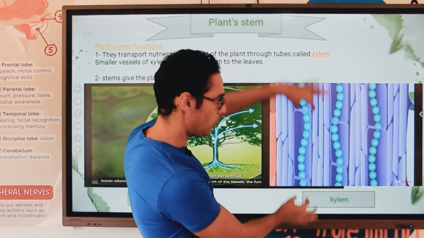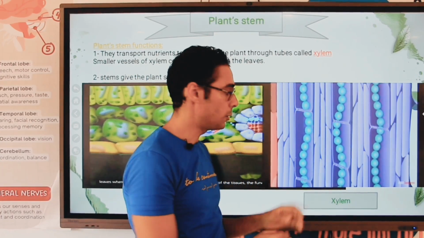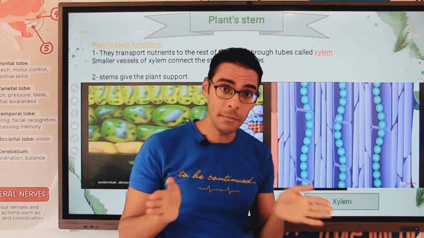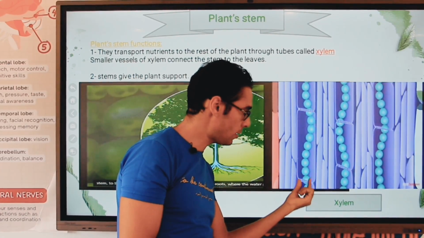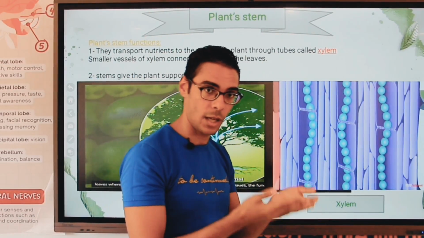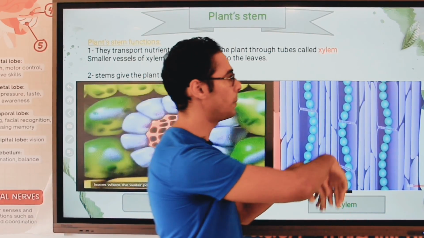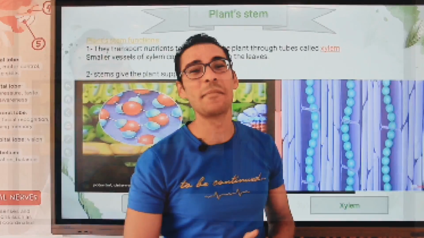Look, that's a small tube. This is another small tube. This is another small tube. So the stem is a big tube that has smaller tubes inside. These tiny tubes inside the stem are taking the water from the roots to distribute them all over the plant parts. Did you get it? Let's keep going.